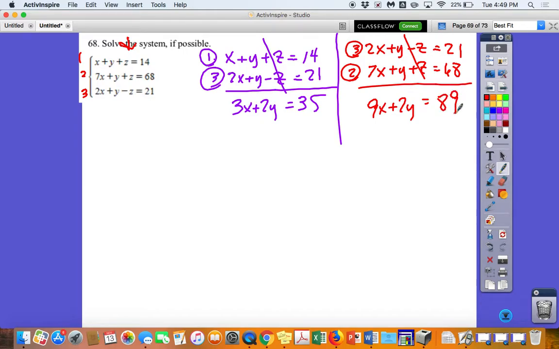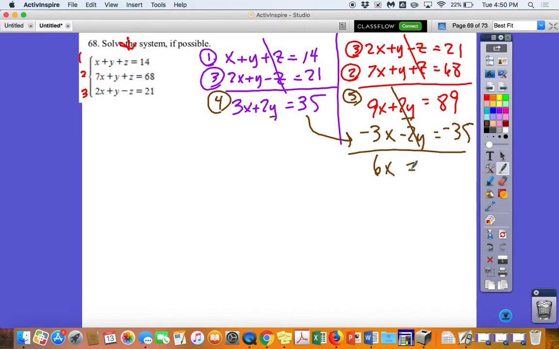Okay, now whenever I look at these, and these are my little 4 and 5, when I put them together, my y's are looking pretty good. I just need to change the signs. So I tell you what, let me put 4 under here, and I'm going to change the signs when I do it. So negative 3x minus 2y equals negative 35. So that would be a 6x. Y's are gone. So 89 minus 35 is 54. So 6 goes in there.